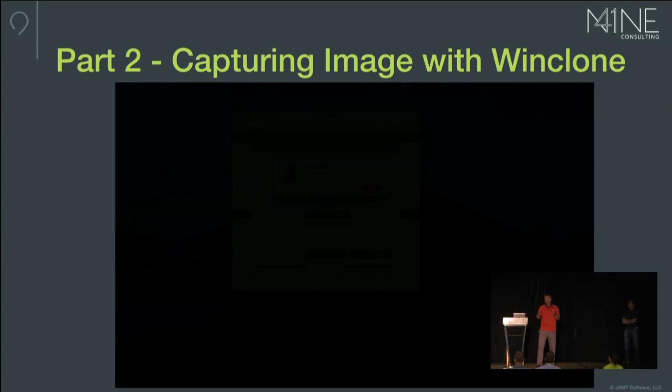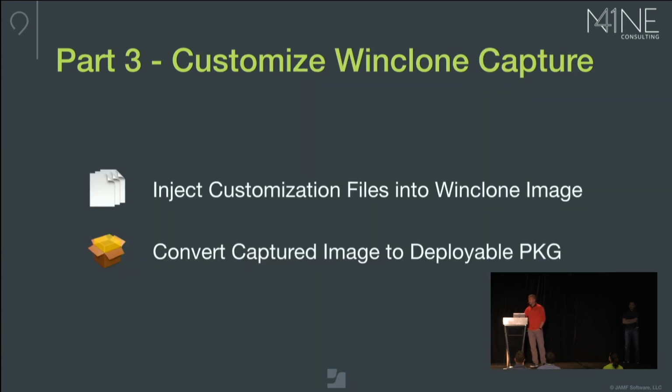So at this point in our process, we've got our Windows image that's kind of ready to go. Now, in a perfect Windows world, I would just build right from the WIM file that came from the Windows installer. So we kind of had to inject a couple of pieces in here that we don't normally have to do. So with that, that took us over to step 3, customize the WinClone capture.